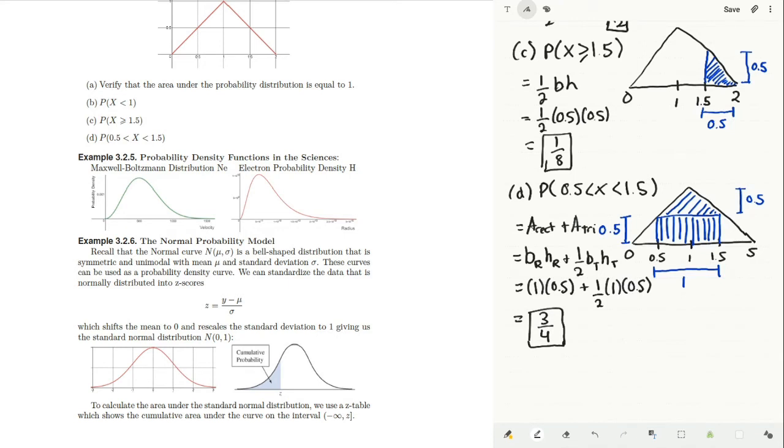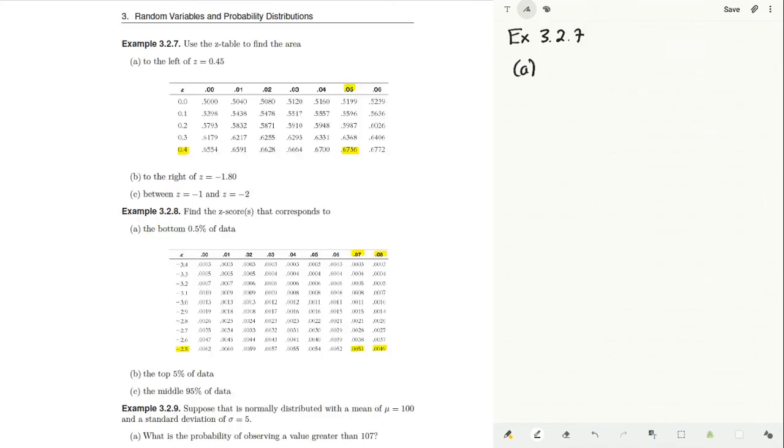Now calculating the area underneath the normal curves is rather tricky, and it involves some calculus. These concepts fall under a branch of mathematics called integral calculus, and we will be borrowing some results in order to determine the areas. So to find the area under the normal distribution, we'll be using a z-table. The z-table will show the cumulative area underneath the curve from negative infinity up to z.